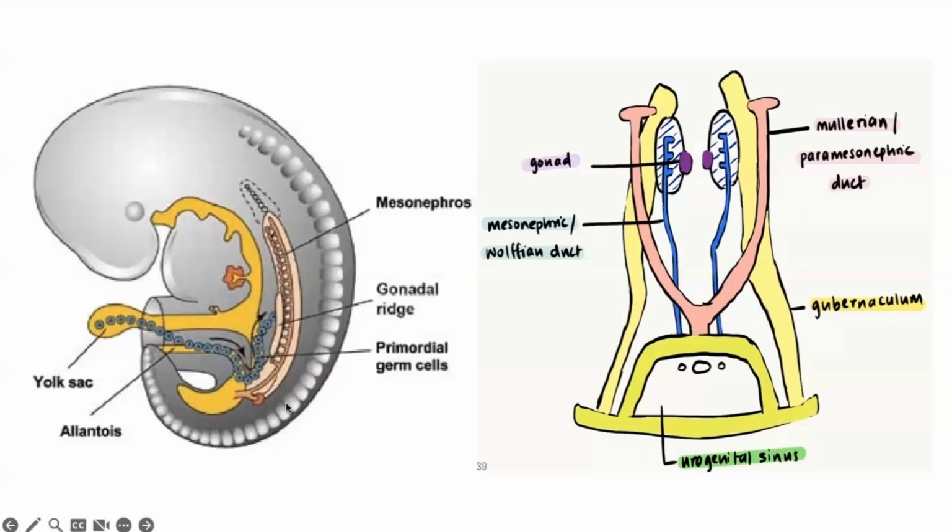But before we get to the specifics, we have to familiarize ourselves with the different ducts that we see in the development of the male and female reproductive system, starting with the mesonephric duct in blue, which is what gives rise to the male reproductive or male urogenital system. And then you have your Mullerian or paramesonephric ducts in pink that give rise to the female genital system. And in yellow, you have the gubernaculum, which we talk about primarily while discussing the descent of the testes. And you can see that they're all sort of inserting into the urogenital sinus, which goes towards the cloaca.